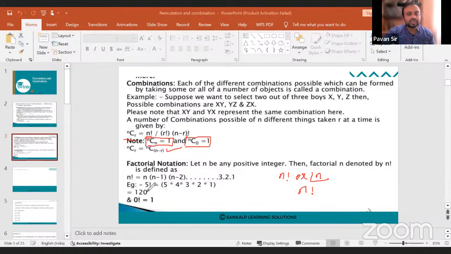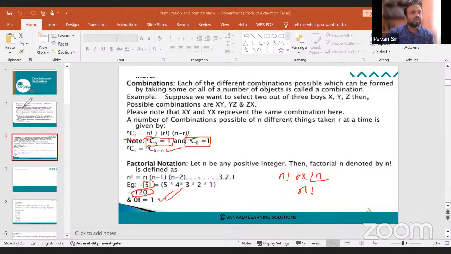Here you can consider 5 factorial. What is 5 factorial? 5 into decreasing order, you need to move till 1. 5 into 4 into 3 into 2 into 1. 5 into 4 is 20, 20 into 3 is 60, 60 into 2 is 120. So the answer is 120. And 0 factorial is always 1. Factorial 0 is always 1. This is about the introduction.